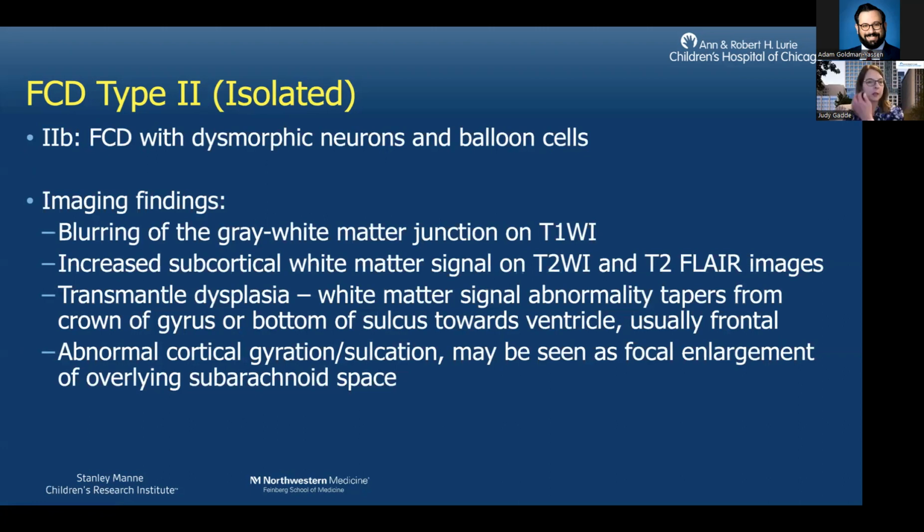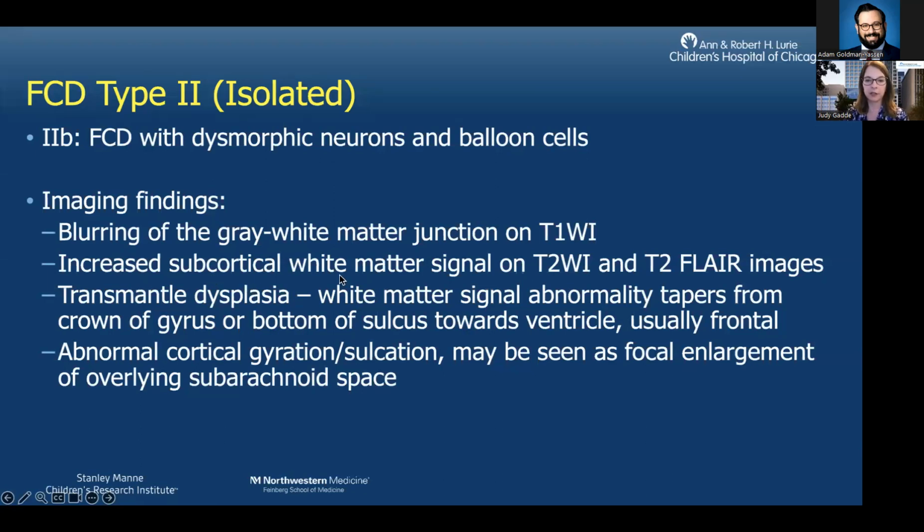Type 2B, this is probably what you're more commonly going to see and what you're more familiar with. So this pathologically is dysmorphic neurons and balloon cells, some of the same findings as on the prior types. Blurring of the gray-white matter junction can have increased T2 FLAIR signal in the adjacent subcortical white matter. Something important that we often see with type 2B is transmantle dysplasia.